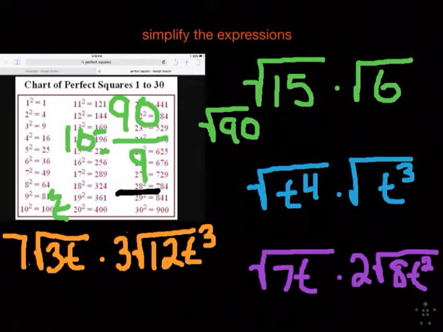And so then that gives us the square root of 9 is 3. So we're going to put our 3 on the outside. And then we'll put our remainder, which was 10, on the inside.